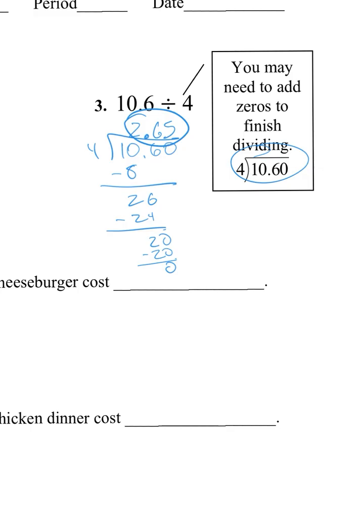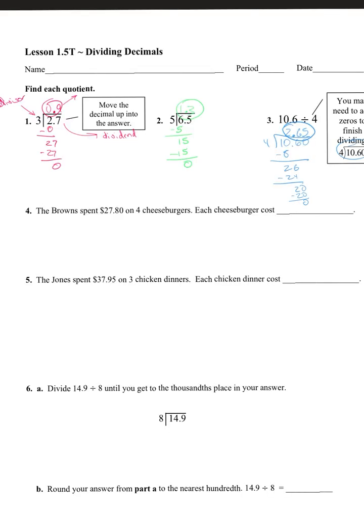Okay, let's do the story problems. Okay, so number 4, we've got the Browns spent $27.80 on 4 cheeseburgers. Each cheeseburger cost what amount? So in order to solve this, I'm going to take $27.80 and divide it by 4. I'm going to zoom in so you guys can see my work and make sure you copy down the work on your paper. Here we go, number 4, zooming in.